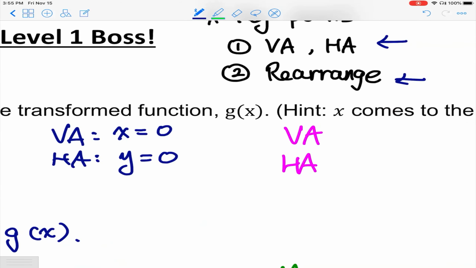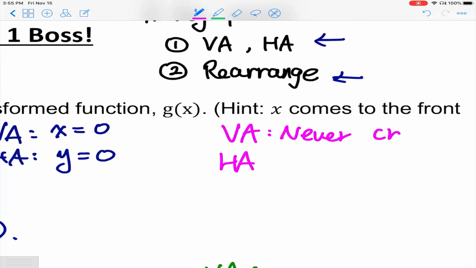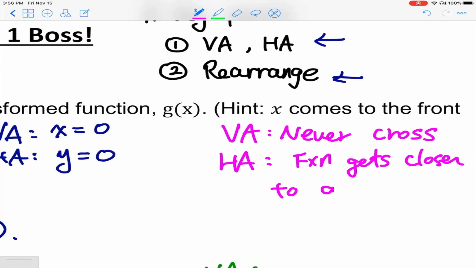Now, just to go through the very brief definition of it, the vertical asymptote never ever crosses the value. Whereas the horizontal asymptote, which you will actually see in grade 12 as well in advanced functions, is a value that a function gets very close to as the x value becomes extreme. So that's something that you have to remember.